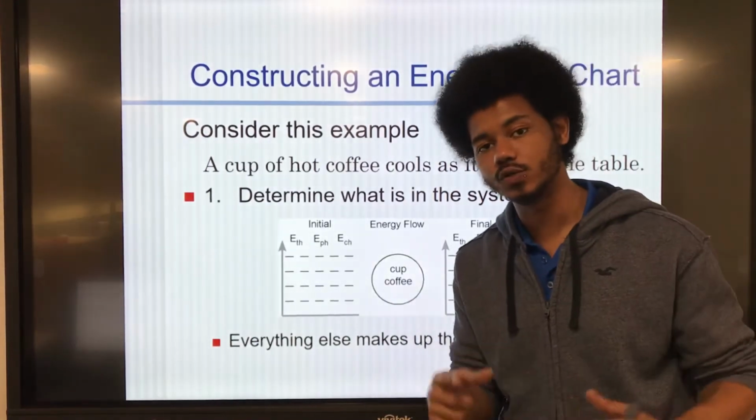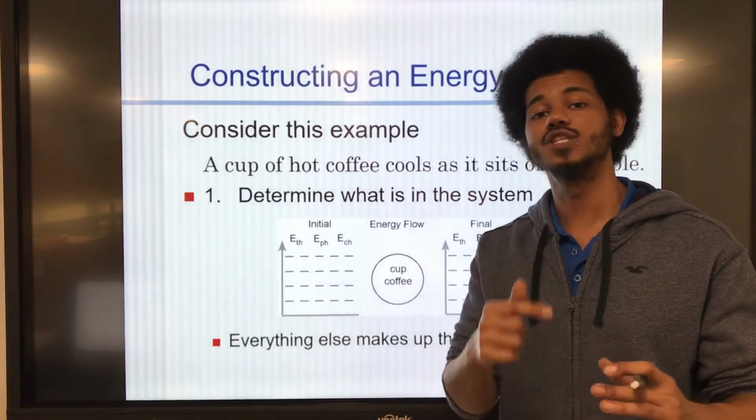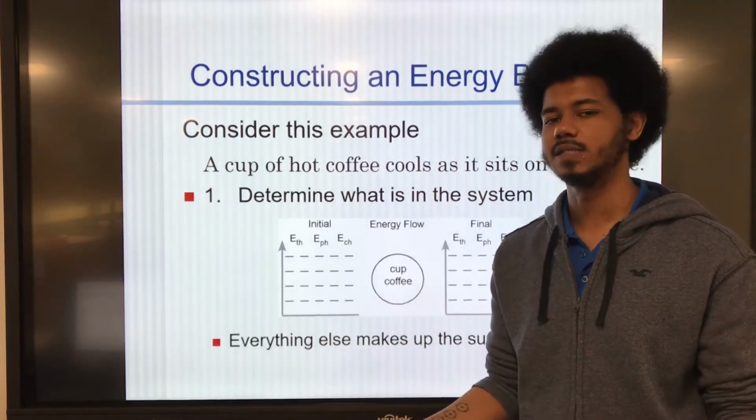Anything that is in the circle, that's our system. Energy is either going to go into the system or energy is going to come out of the system. And when we fill out this chart, we'll be able to see that, okay?